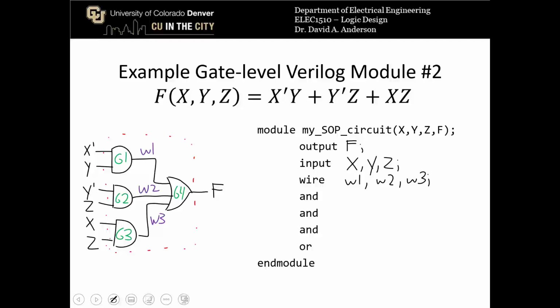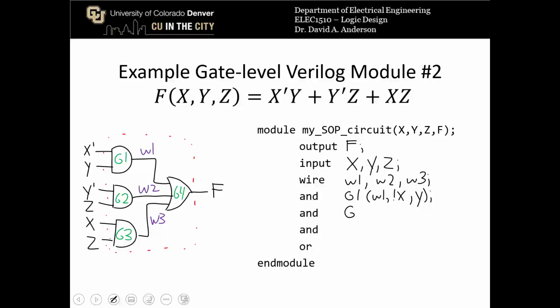Our first AND gate we have named G1, and the output of that AND gate is wire 1, which we list first. Then the next input is not X, and so how you write the complement of a variable is put an exclamation point in front of the variable, so not X, and then Y, semicolon.